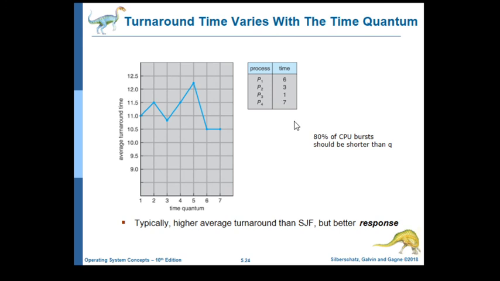Turnaround time also depends on the size of the time quantum. As we can see from this figure, the average turnaround time of a set of processes does not necessarily improve as the time quantum increases. In general, the average turnaround time can be improved if most processes finish their next CPU burst in a single time quantum. The example is given in the textbook, so you can refer to the textbook.